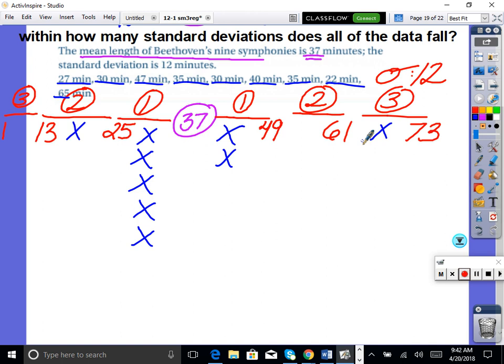So how many standard deviations did it take to entrap all of the data? 3. It took 3 standard deviations to get all the data. All of the data fell within 3 standard deviations from the mean. Do we see what I'm saying? So our answer would be 3 standard deviations. I always have people wanting to add these up. It's not. This is 1 standard deviation. 2, 3. It took 3 standard deviations to entrap all the data.